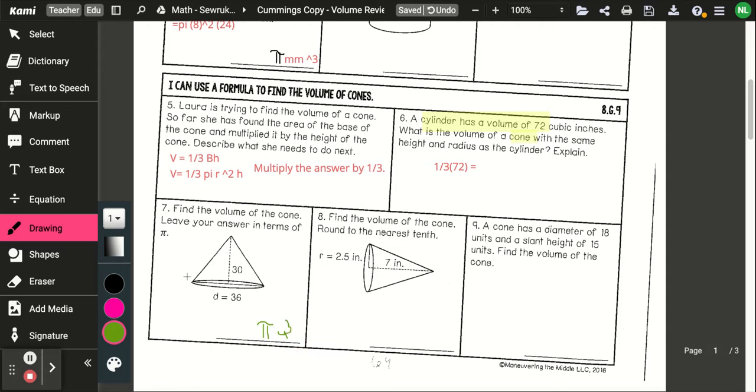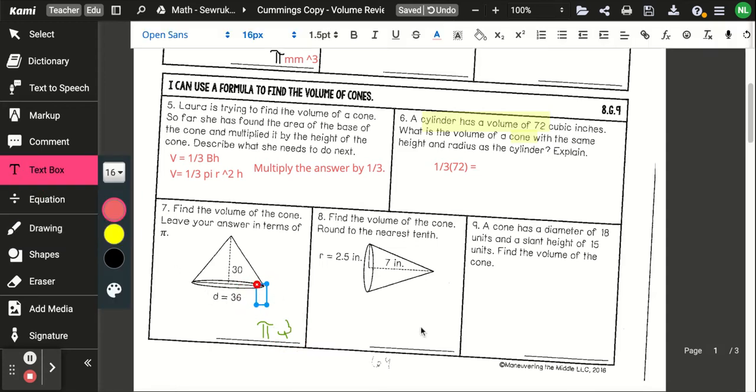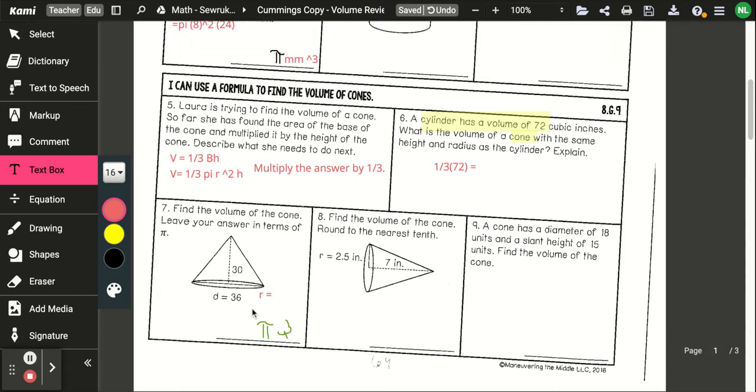So just remember, if they give you the diameter, you need to figure out the radius. Remember, the radius is half of the diameter, and then you'll have everything you need to plug into the formula. Rewrite the formula, V equals 1/3 pi r squared times height. Plug in what you know after you figure out what the radius is, and put everything in your calculator except for pi, which is 3.14, and you will get the answer. And then it will be pi units cubed will be the ending of it for you.